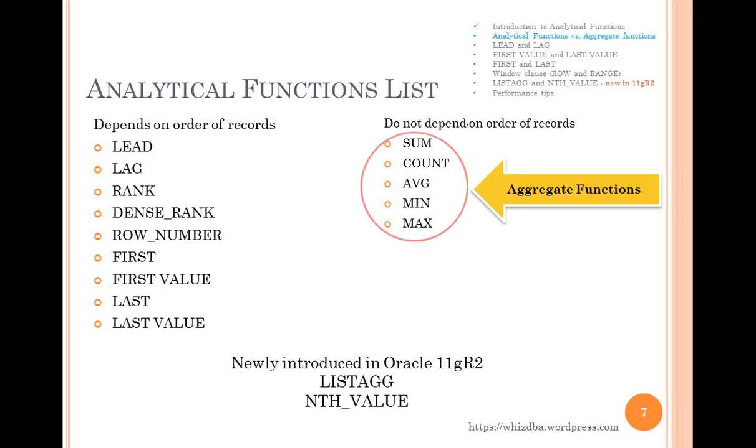Now, aggregate functions, as most of you must be familiar, are sum, count, average, min, and max, the ones which are not dependent on the order of records, as shown on the screen.